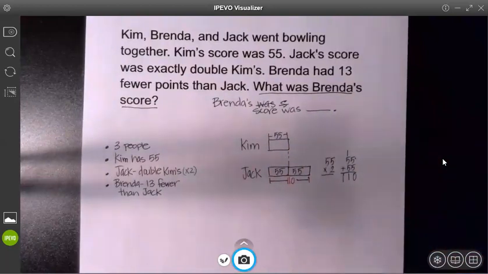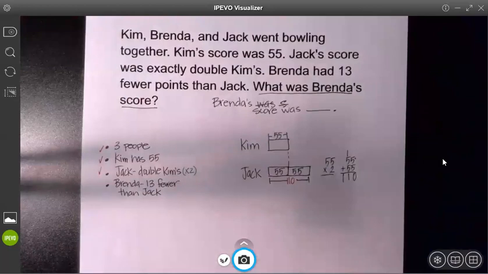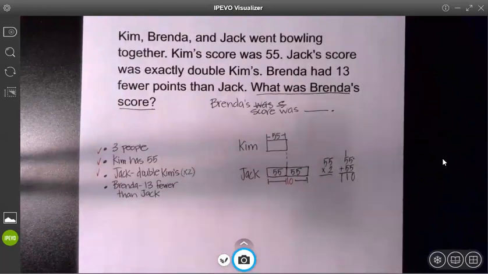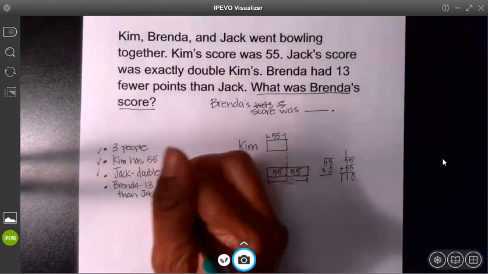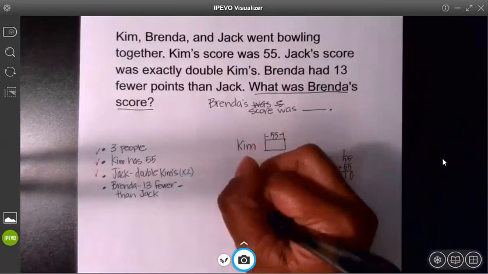But are we finished? What does our sentence stem say? It says Brenda's score was blank, not Jack's score. So we're not finished. And if you look at our list, you can still see that we have one more thing to do. So now let's look over here at our list. Brenda has 13 fewer than Jack. Well, fewer means less. So if it's less, that means that you're going to have to subtract, right? So I'll put a little subtraction symbol right there. So now let's go ahead and make Brenda's bar or strip.